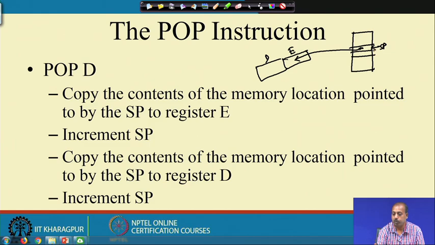The stack pointer now points to the next location, and that location's content will be copied onto the D register. Whatever the content here is will be copied onto the D register, and then the stack pointer will be incremented further, so that it points to the next memory location. That way this pop instruction is executed. It is just the reverse of push. These push and pop instructions can be useful for saving some value temporarily into the memory.